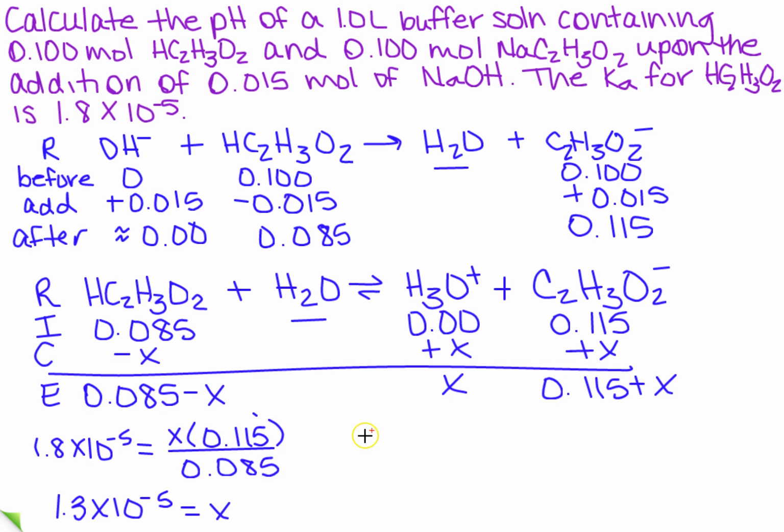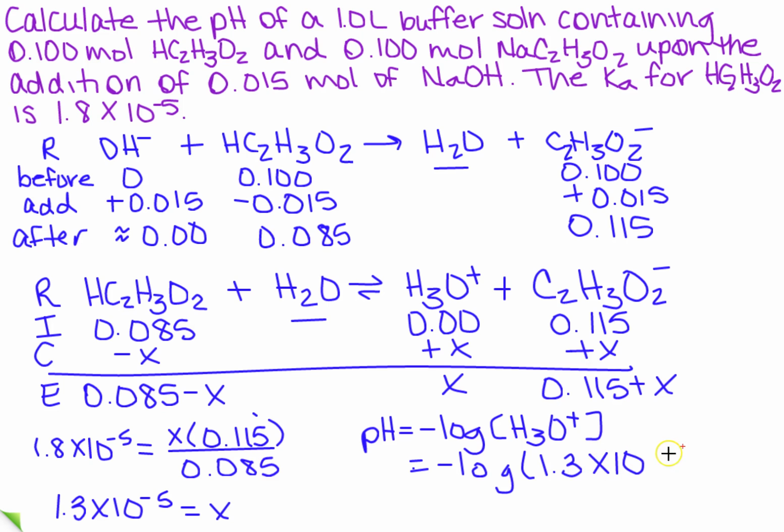But I'm not looking for the concentration, I actually want the pH. So if you remember, the pH is the negative log of the hydronium concentration. So I'm going to take the negative log of that 1.3 times 10 to the minus 5th. And when I do that, remember you want 2 numbers after the decimal point, which gives me 4.88.